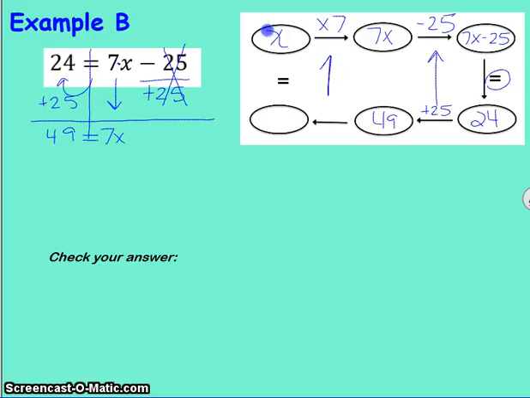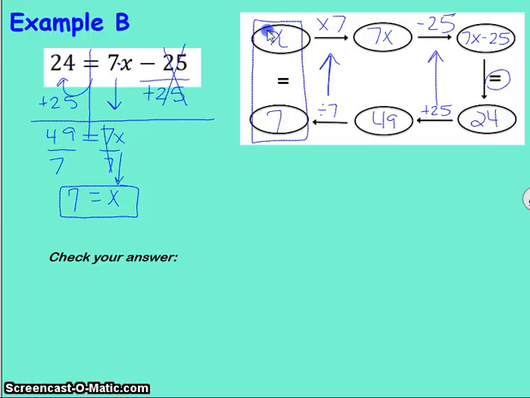Now I have to look at this other do step and do the undo step. The undo step of multiplication would be to divide, and I'm dividing by 7 on both sides. So I'm going to divide by 7, and then I'm going to divide by 7 on the other side. 7 divided by 7 is 1, but I don't actually have to write the 1, so I bring down that x, and x is equal to 49 divided by 7, which is 7. So my answer is x is equal to 7.